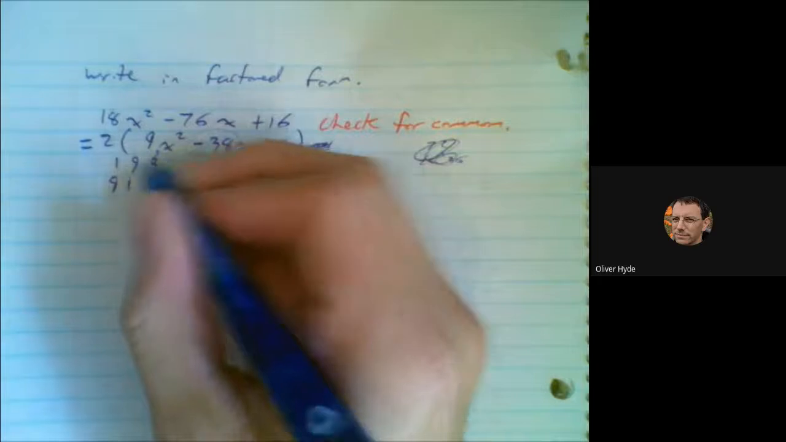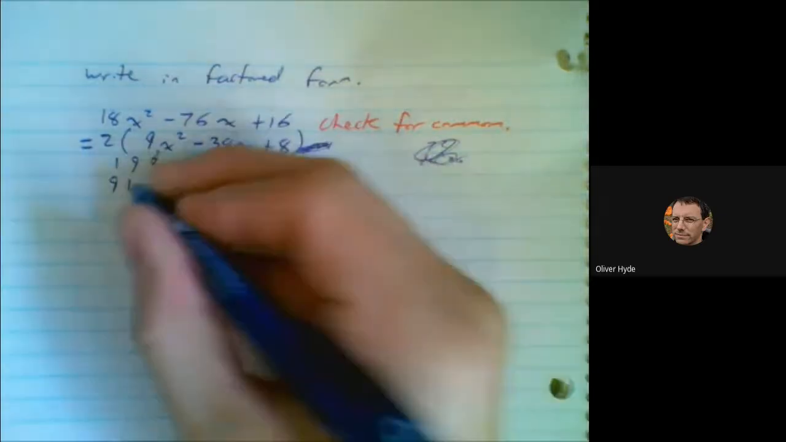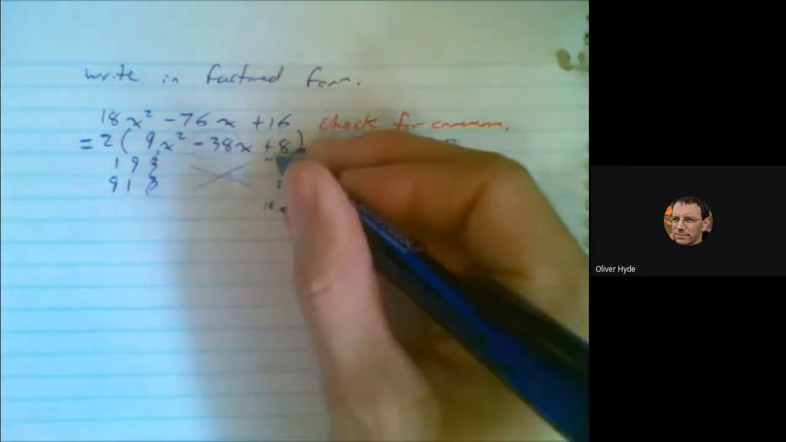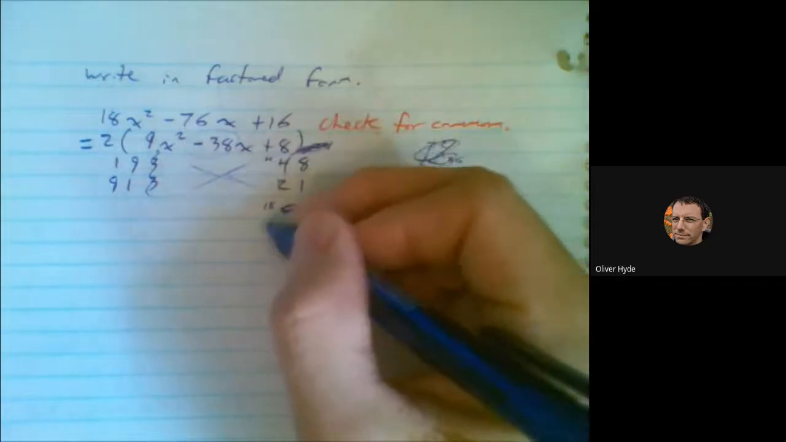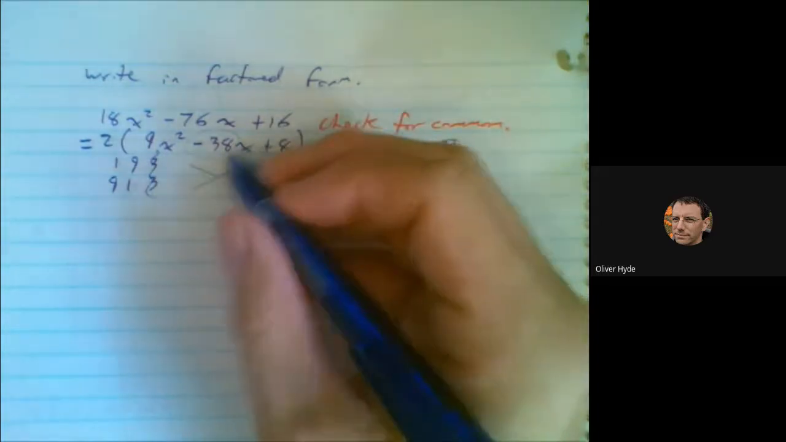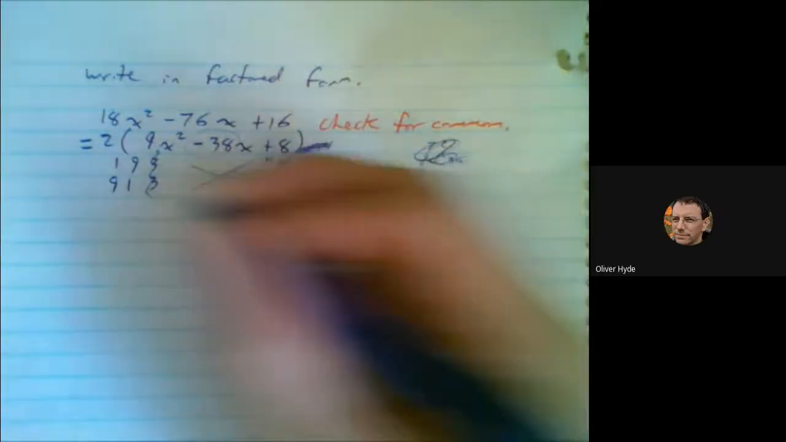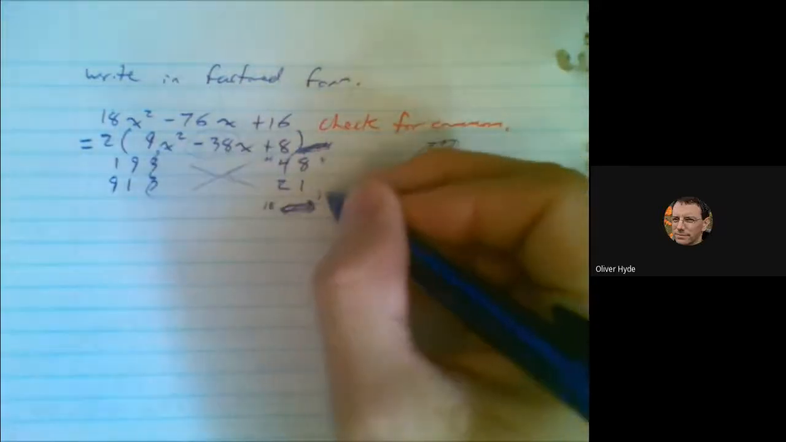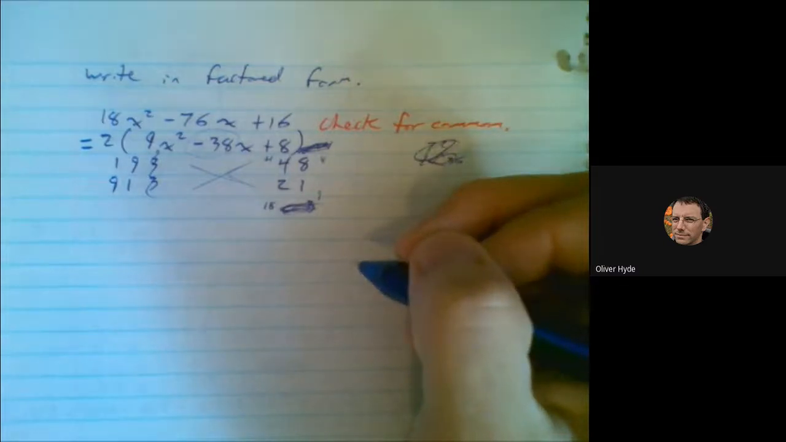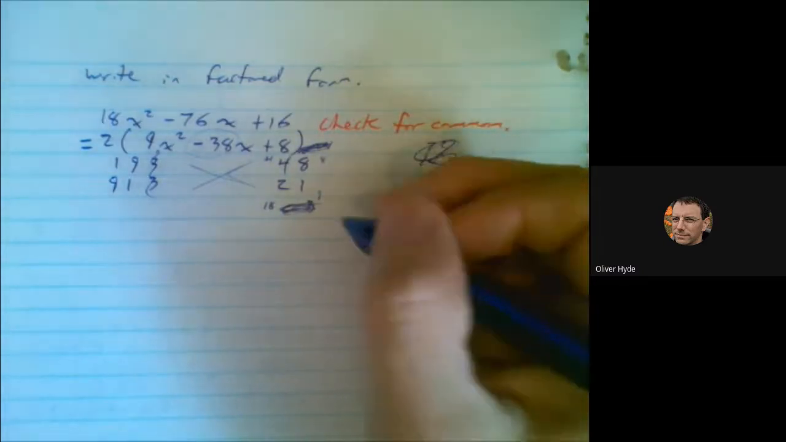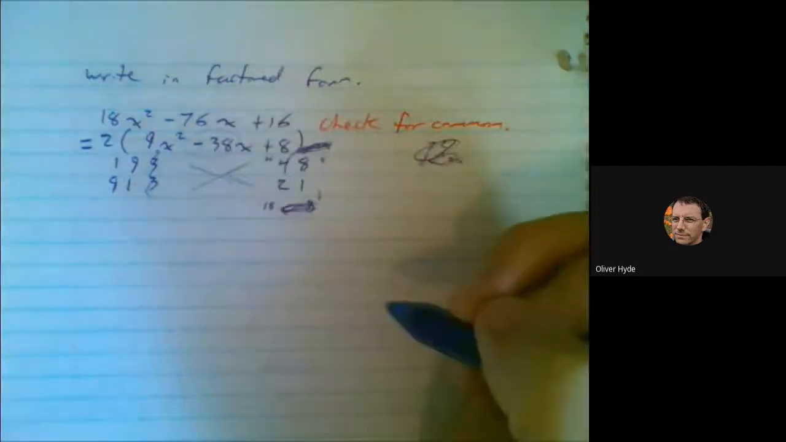Let's see, 9 times 2 is 18, 1 times 4 is 4, 18 and 4, I could get 22 or negative 22, 14 or negative 14, never negative 38. So that's not going to work. 9 times 1 is 9. 1 times 8 is 8. 8 and 9, I could get 17 or negative 17 or 1 or negative 1, never negative 38.